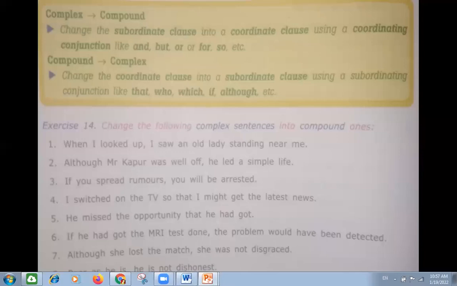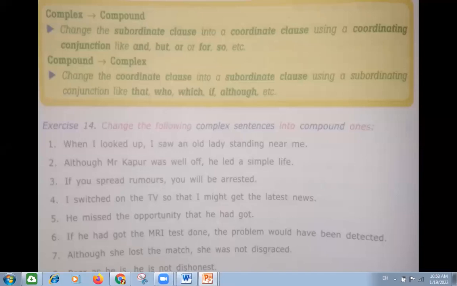Good morning. Sir, Mr. Kapoor was well off. Still, he lives a simple life. Very good. You need to put a comma after "off", O-double-F, off, comma, simple. Yes, sir. Otherwise, it is very correct.